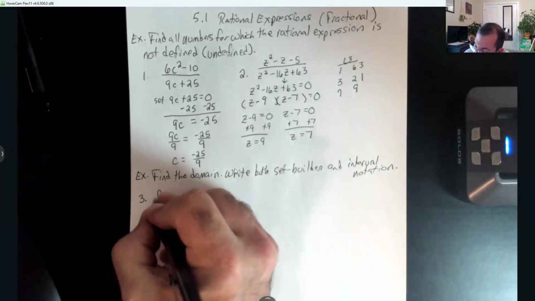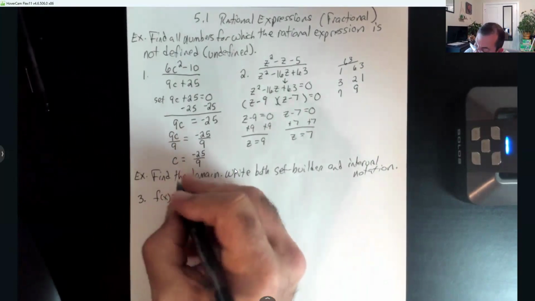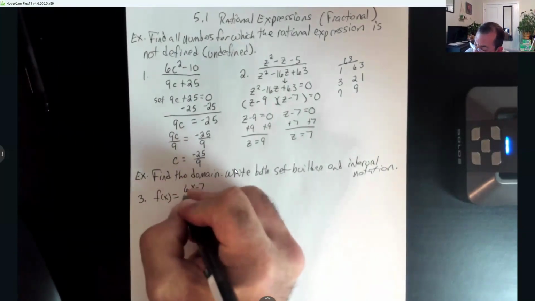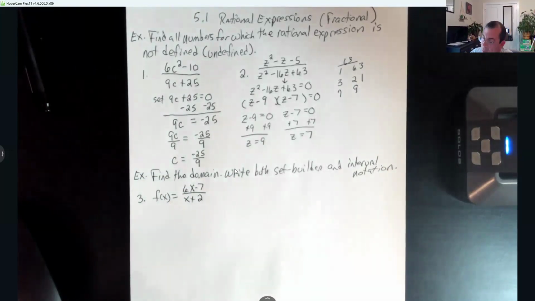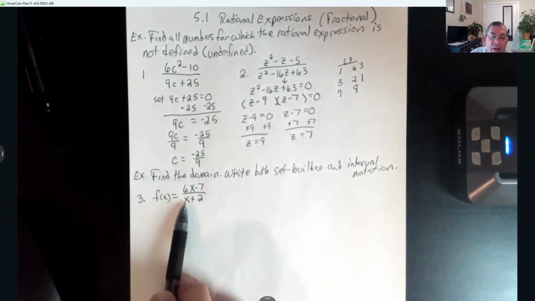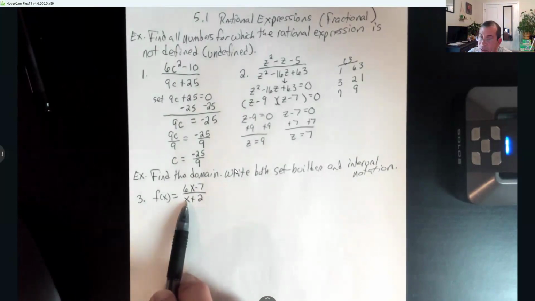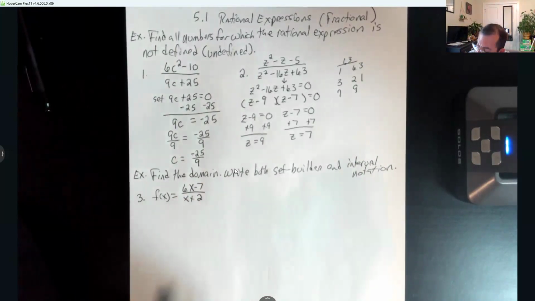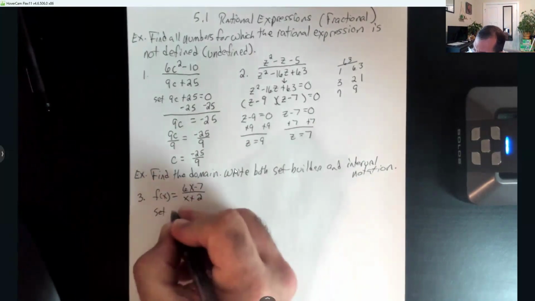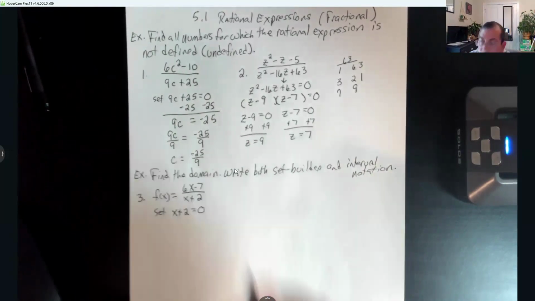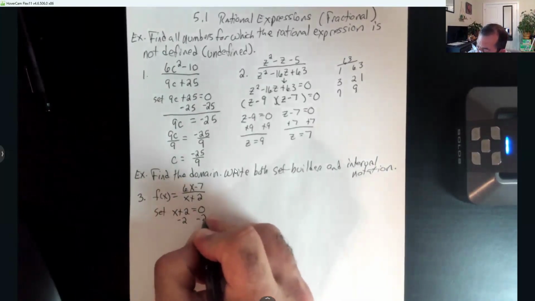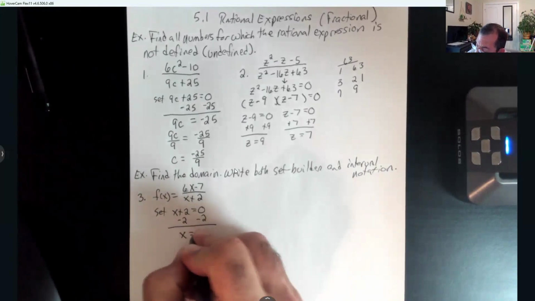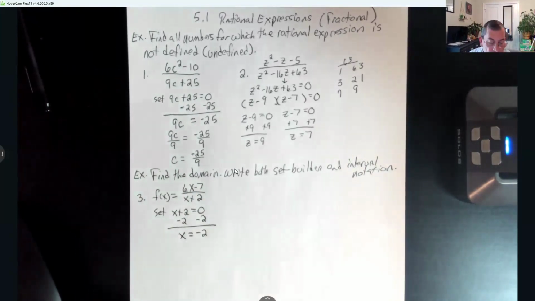They got f of x equals 6x minus 7 over x plus 2. So I will say this. We've only got an x down here, 1x, so that means we're only going to have one number we got to exclude, okay? So what we want to do is set x plus 2 equal to 0. We're going to solve this by subtracting 2. And I get x is -2.